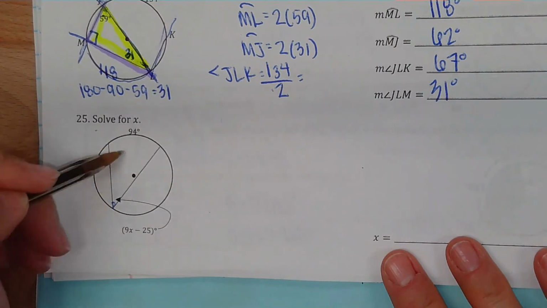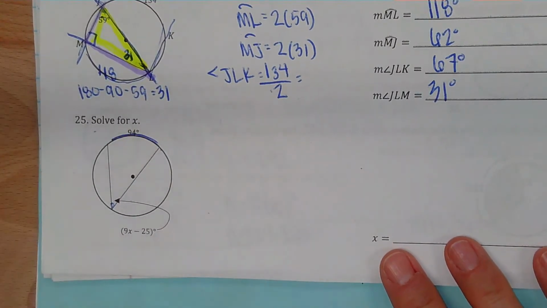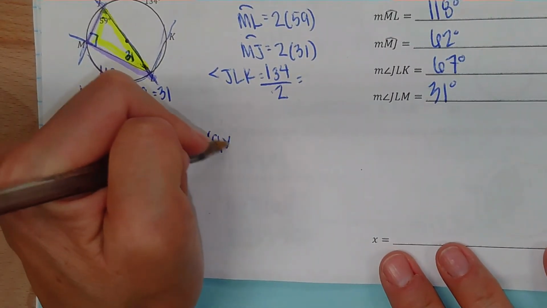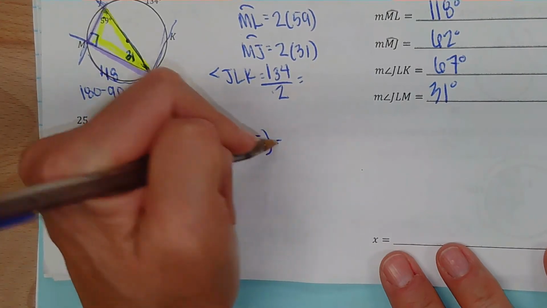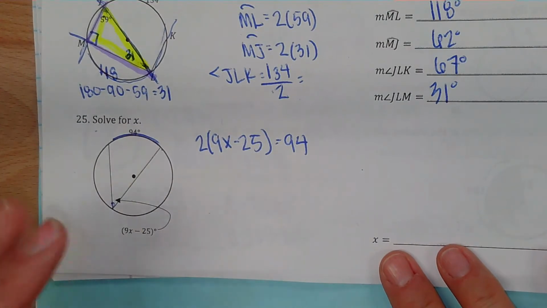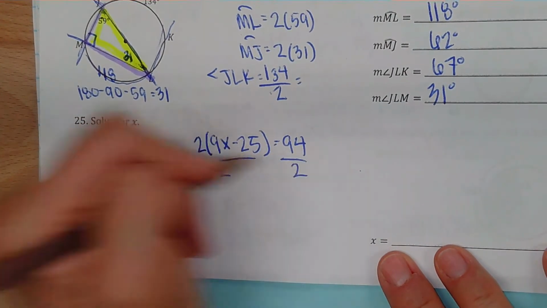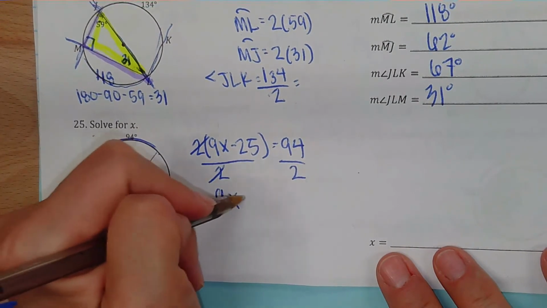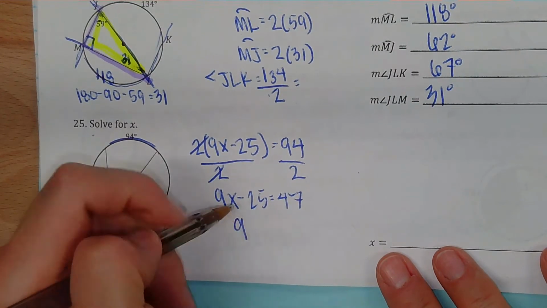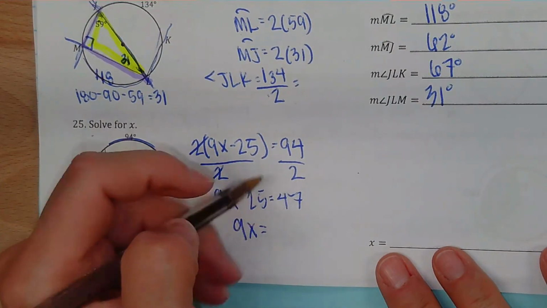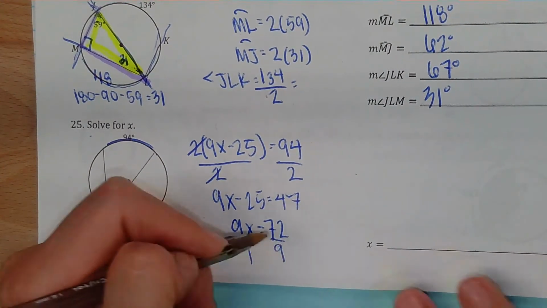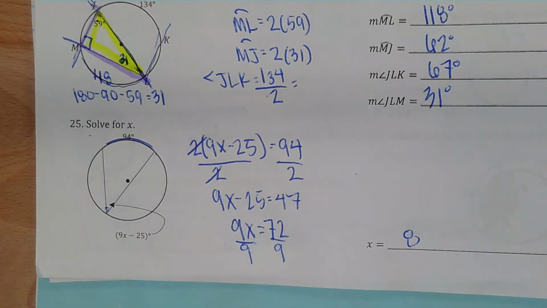Okay, it's an inscribed angle. It's always half as much as the arc that it intercepts. So we're going to double this. 2 times 9x minus 25 equals 94. I got to double the inscribed angle to set it equal to the arc. We're going to divide by 2 and divide by 2. We'll get 9x minus 25 equals 47. We'll add 25 to both sides and get 9x equals 72. And divide by 9 and divide by 9 and get x equals 8.